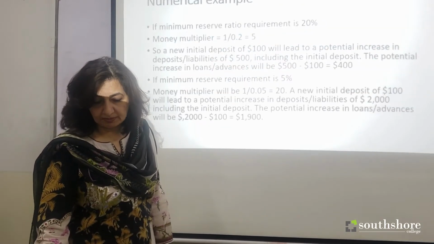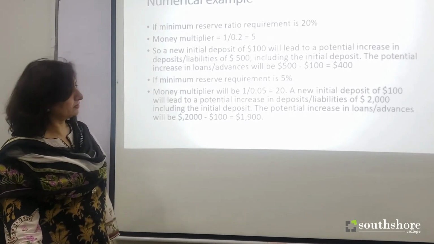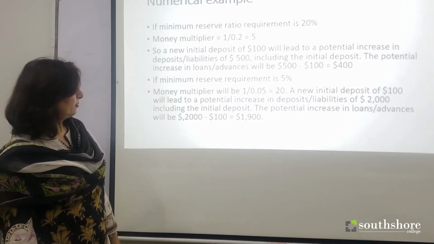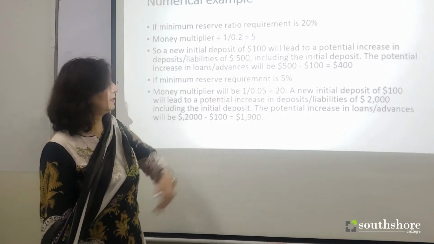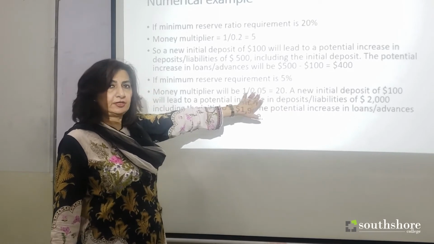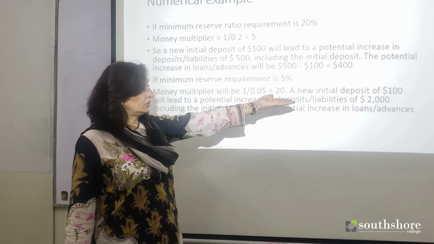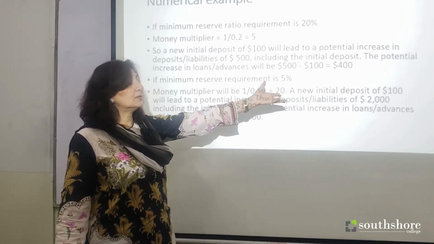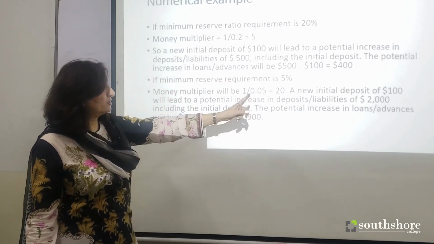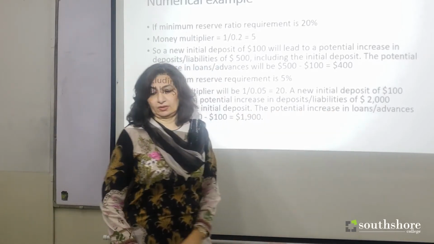Okay, we worked with numbers over there. This is a numerical example. I'm just skipping it because we've already done this. Just projecting it for a second for you. Now, if you use 5% for the money multiplier, then the money multiplier will be 20, if 5% is the liquidity ratio, right? So 20 will be your money multiplier, and a deposit of $100 will create 2,000 in new deposits, which includes the initial deposit. And when you subtract the initial deposit from it, this is going to be the amount of increase in loans and advances.